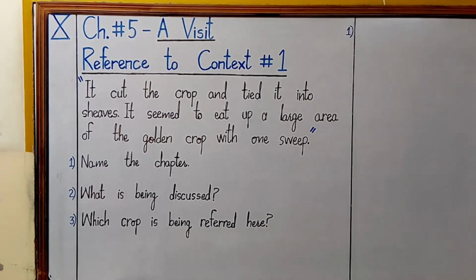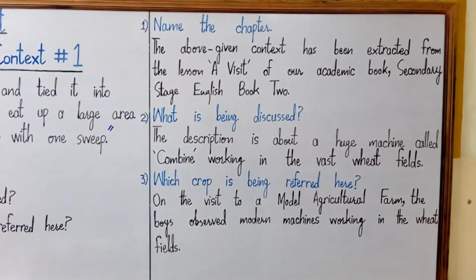So let's go through the answers to these 3 questions. Question number 1, name the chapter. Here you can see, instead of only writing the name of the chapter, I have given a complete sentence. The above given context has been extracted from the lesson, A Visit, of our academic book, Secondary Stage English Book 2. This answer justifies 2 marks, and this is how you have to answer the questions in reference to context.